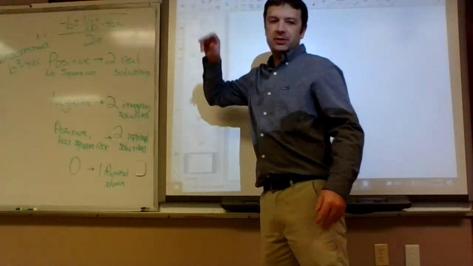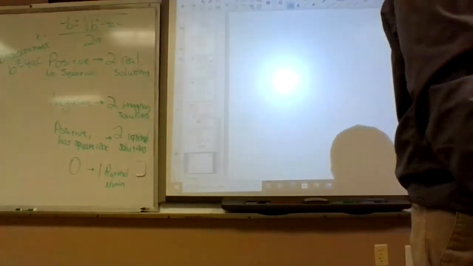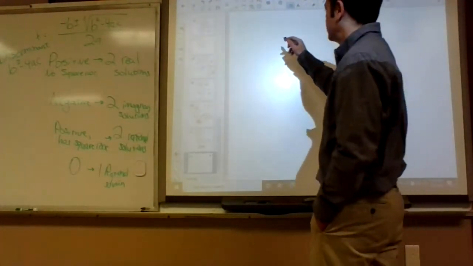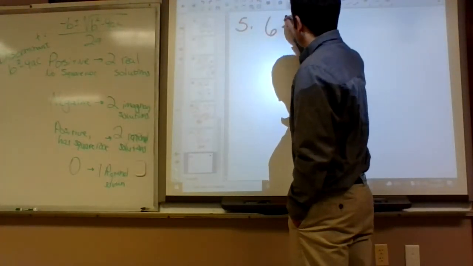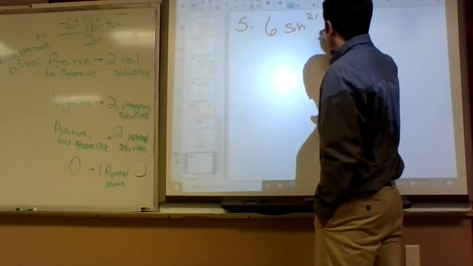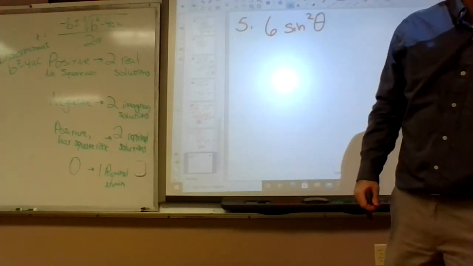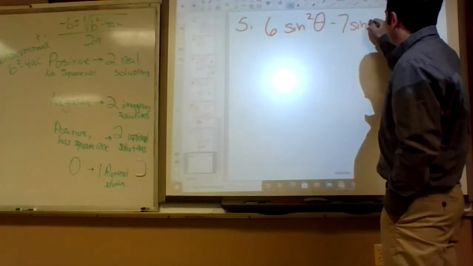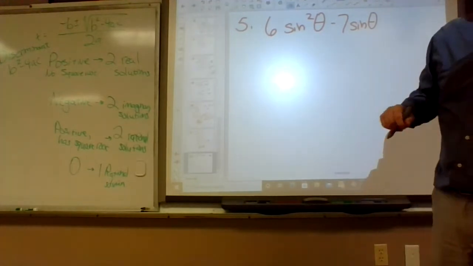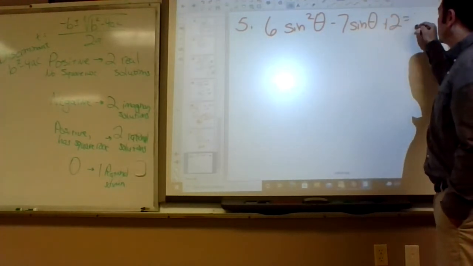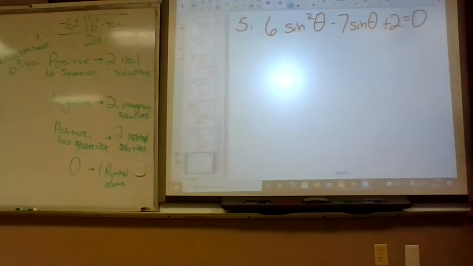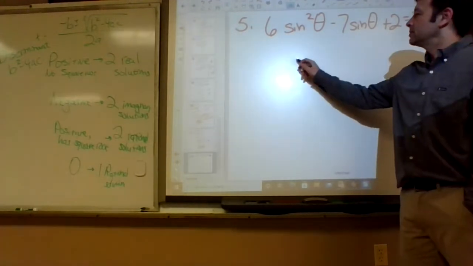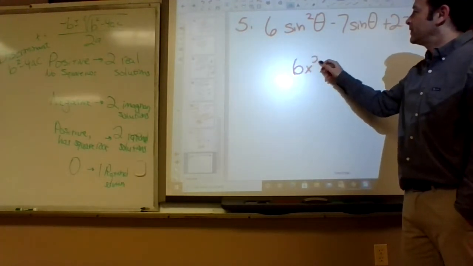Alright, number 5, 6 sine squared minus 7 sine plus 2. What are we going to do? Any bright ideas on this one? Take it as it is. You can FOIL, or reverse FOIL. Yeah, factor.